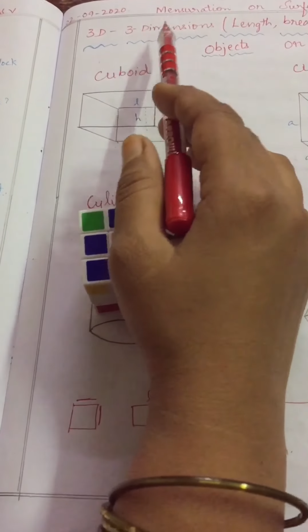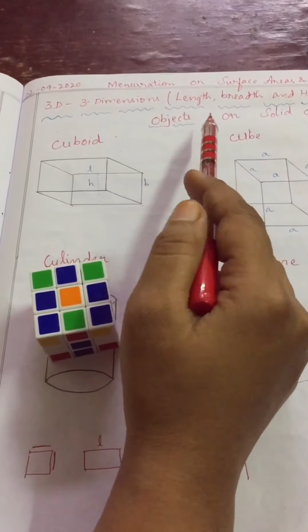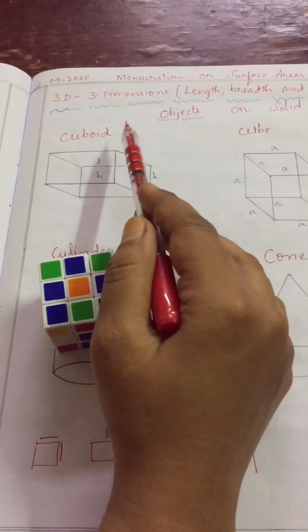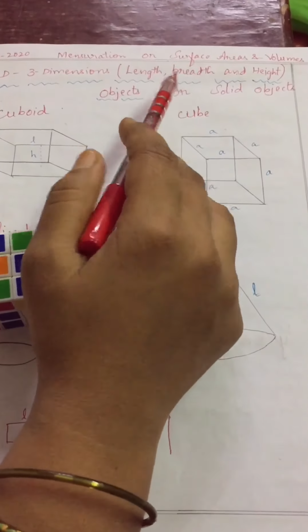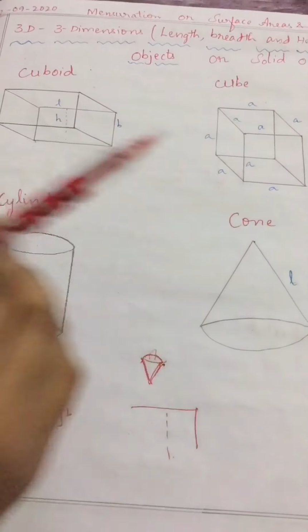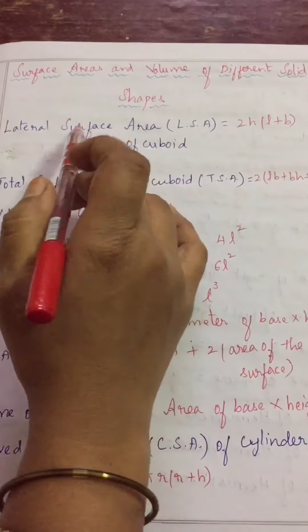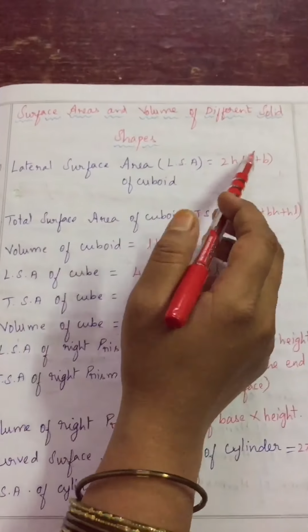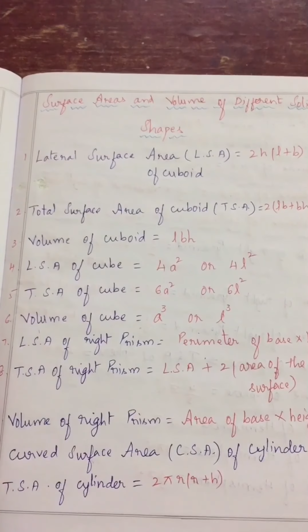So today our chapter is mensuration. Mensuration is geometrical measurements of geometrical shapes. In that geometrical shapes we are finding only 3D objects, that is nothing but those objects' surface area and volumes we are going to find. So here some formulas are there, which is nothing but volumes and surface area of different solid objects. These objects are also called solid objects or solid shapes.